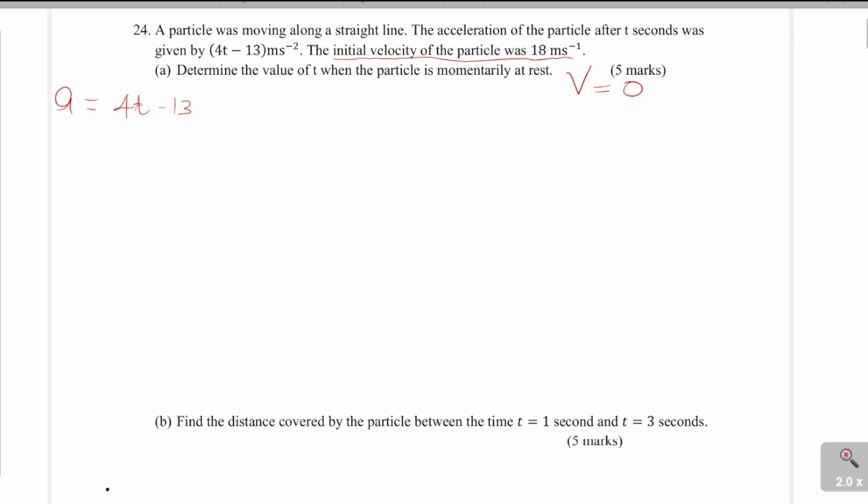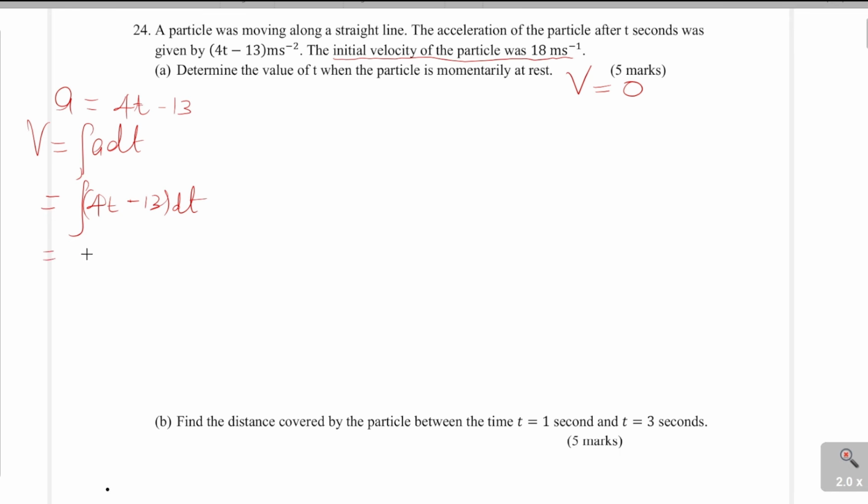And therefore, we must find velocity. So to get velocity, we integrate. We shall integrate acceleration with respect to t. So that is what you're going to do. So we integrate this, so velocity, you integrate 4t minus 13 with respect to t.